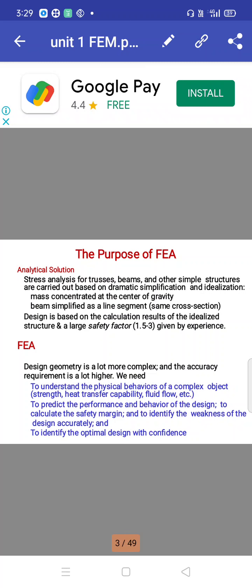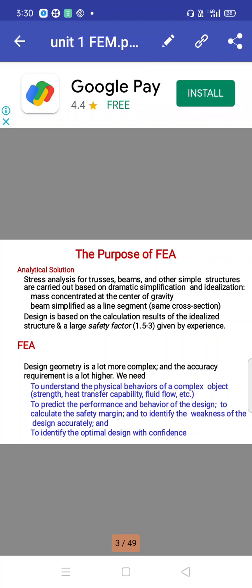So the purpose of finite element analysis. First, the analytical solution. Stress analysis for truss, beam and other simple structures is carried out based on dramatic simplification and idealization. Mass is concentrated at the center of gravity, and the beam is simplified as a line segment with the same cross section. Design is based on the calculation results of the idealized structure and a large safety factor, which is given by experience.